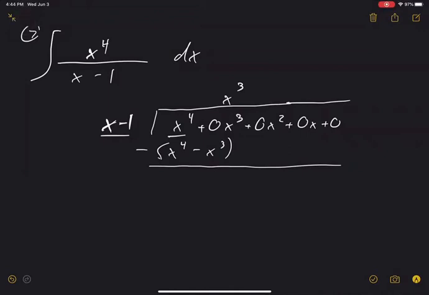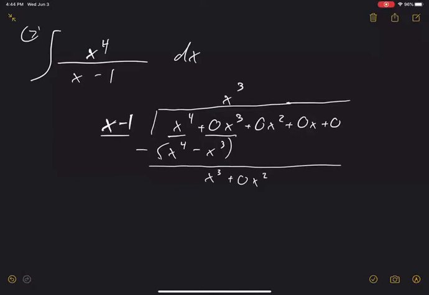So there's nothing in this space. And then what do I have? I have 0 minus negative x cubed. So I add x cubed, and I end up with positive x cubed. And then I just bring down the next term. I don't really have anything else to bring down, but I'll put 0x squared, bring that 0 down. And then I repeat my matching process.